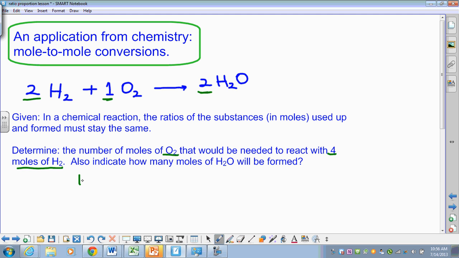The ratio between H2 and O2 based on the coefficients in the given equation was 2 to 1. Now they gave us 4 moles of H2. Again, the ratio was 2 to 1, or just take half of that. You're going to need half as many moles of oxygen. So if we're given 4, we can see a clear pattern. Therefore, this has to be 2. In other words, for 4 moles of hydrogen, we're going to need 2 moles of oxygen.